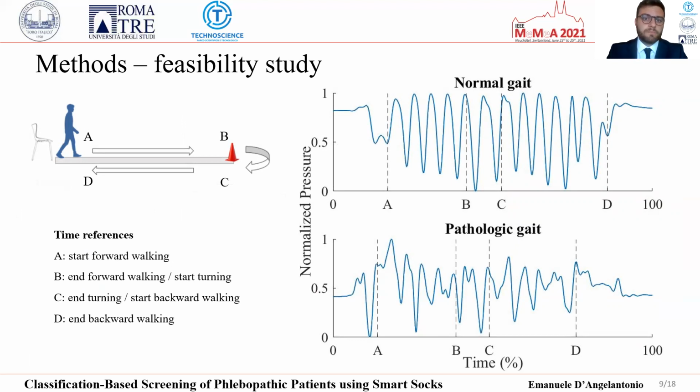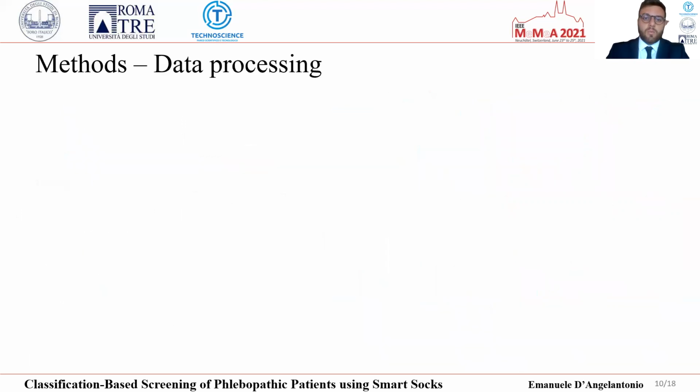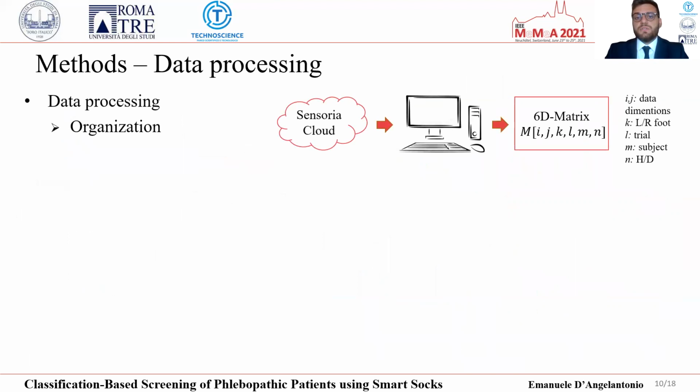The data acquired by the socks were processed using MATLAB through the following stages: organization and data processing, task segmentation and parameters extraction, feature selection, and classification. Firstly, data acquired from the socks were stored in cloud and then saved locally, organizing and collecting all the trials in a 6-dimensional matrix. This matrix contains all the acquired data with a reduced dimension of only 9 MB, a fundamental aspect for telemonitoring systems.